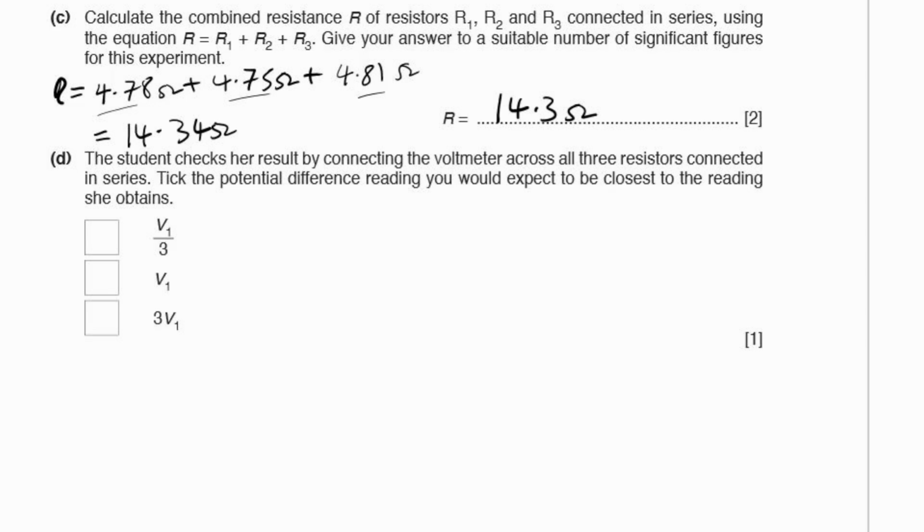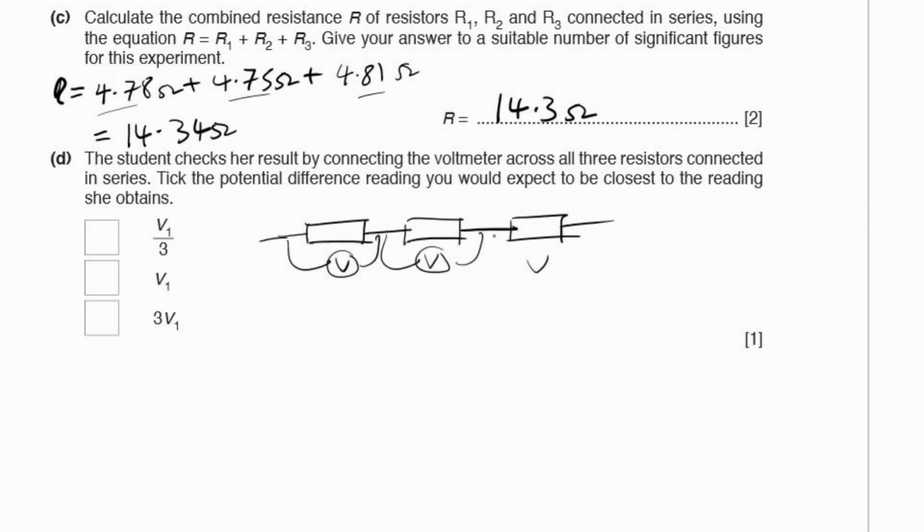The student checks the results by connecting the voltmeter across all three resistors connected in series. Take the potential difference reading you would expect to be closest to the reading she obtains. Alright, so here we go. What we see basically in this situation is something akin to this. She measures this voltage and gets a value for the volts. She measures this voltage, gets a value here, measures this voltage and gets a value here.